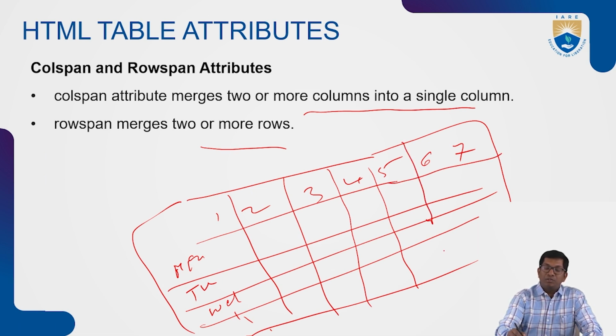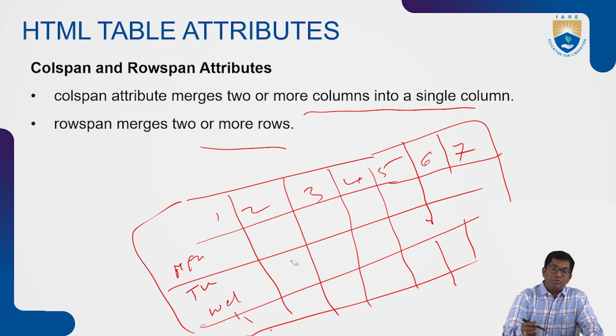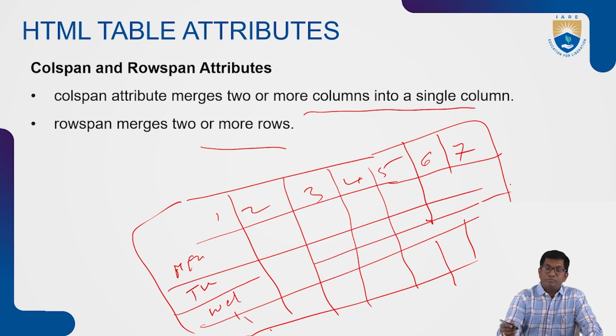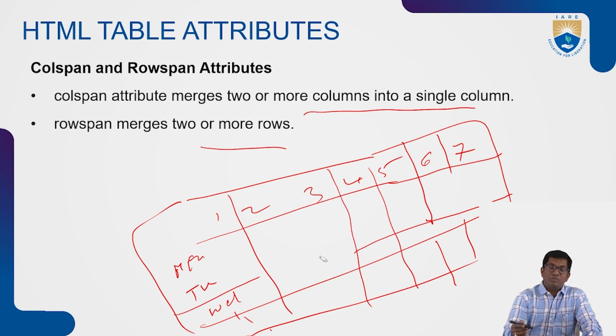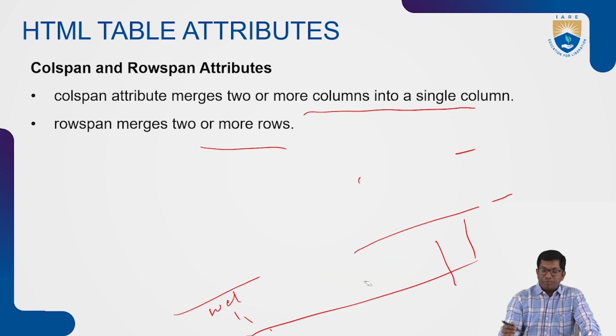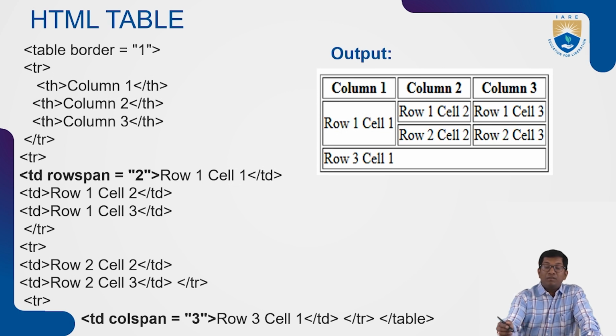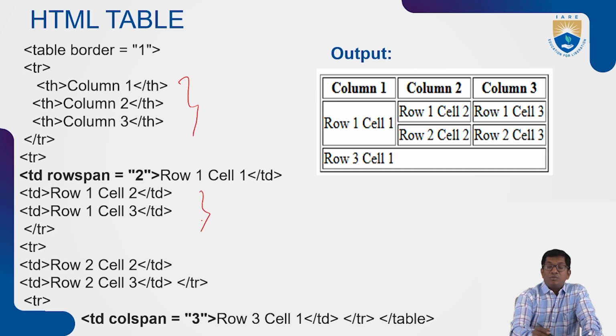Here we can use rowspan. We want to merge these two, the second and third class. If I want to merge these two rows, then you use rowspan. If you want to merge these two columns, then you have to use colspan. So that's about rowspan and colspan, and we'll see it with a simple example. Observe here, the same example we discussed previously. We have 3 columns, this one is the heading and this is the data. Here we have to merge these two rows.